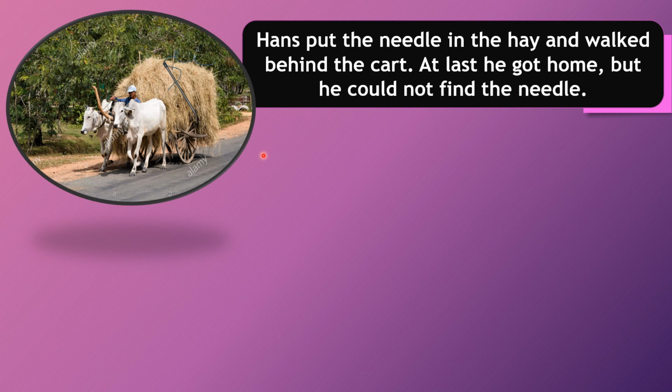So, a hay cart is a cart that carries dry grass or cut and dried plants which can be fed to animals. As you see in this picture, this is a hay cart. So what does Hans do? He puts the needle in the hay cart and he walks behind the hay cart. But when he reaches home, he cannot find the needle.